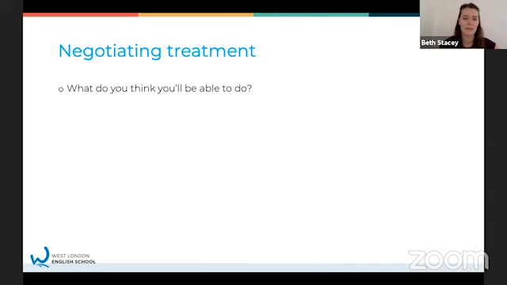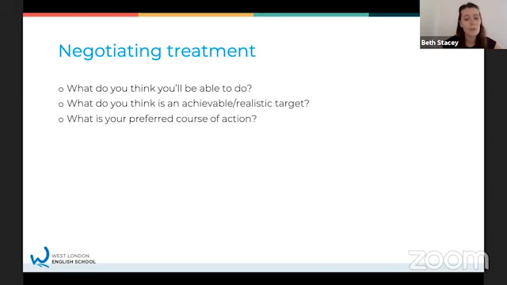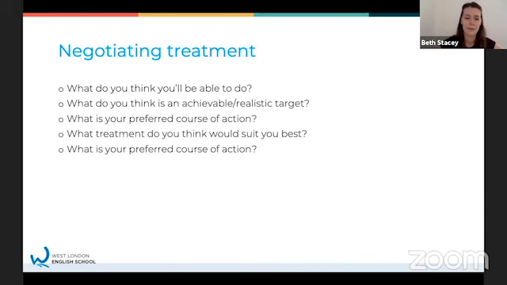And we've got some other options here. What do you think you'll be able to do? What do you think is an achievable target or a realistic target? What is your preferred course of action? What treatment do you think would suit you best? Oh, we've got that one again. Let's say it again. What is your preferred course of action?